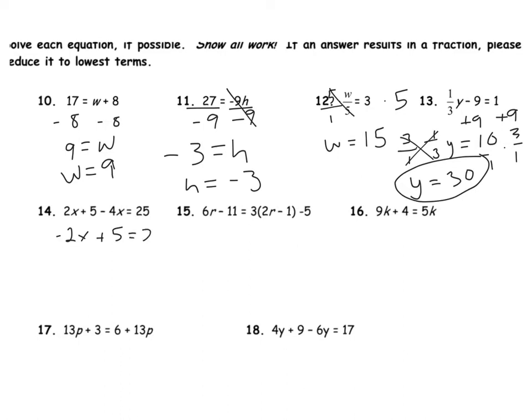equals 25. Now we're at a two-step equation. Any addition or subtraction? Yes, I'm going to minus 5 from both sides. That's going to give me a negative 2x is equal to 20. Then I'm going to divide by a negative 2. That's going to give me x equals negative 10.